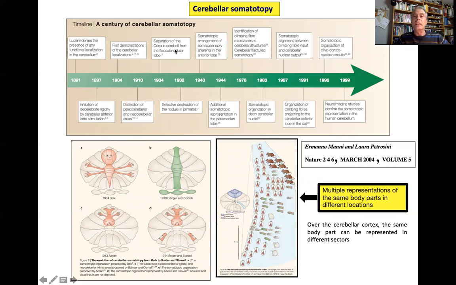This is important. This is cerebellar somatotopy. This was taken from this paper, but it's interesting. You will see how later on. The thing is to map the cerebellum as the cerebrum has been mapped, and many drawings have been done in the cerebellum. However, multiple representations of the same body parts are in different locations, and this is a big mess.